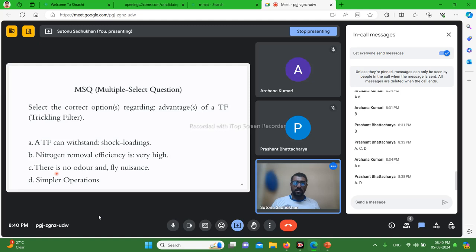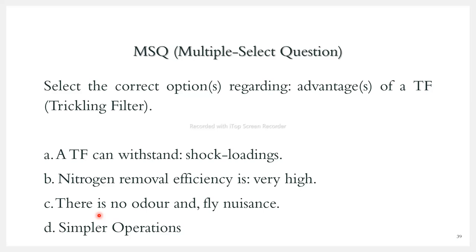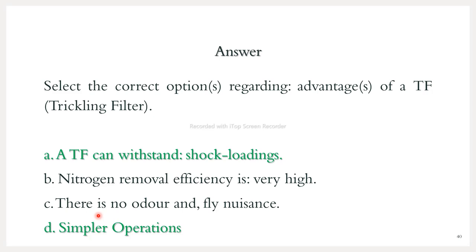Now we'll see whether you have answered it correctly or not. A and D. Okay, so yes, it is the correct one, because trickling filter has nothing to do with nitrogen removal. Even if the nitrogen bacteria are there, it is not designed to remove that. So that's why option A and D is correct. It is simple operation and it can withstand shock loadings because it is stagnant and robust in nature. The structure is well formed.